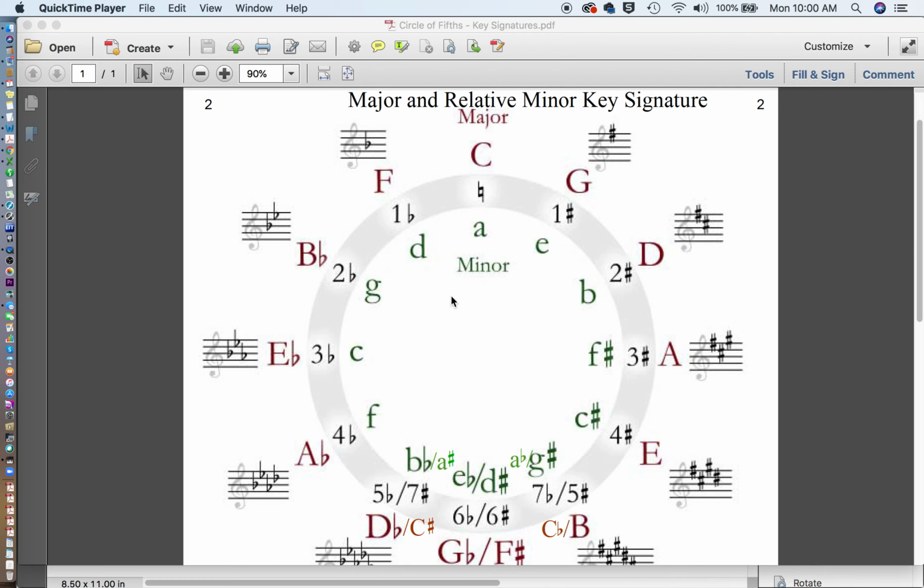I wanted to talk about the concept of secondary dominance, and so to start out I just wanted to show you the circle of fifths. You've probably seen this quite a few times by the time you make it to Harmony 2.